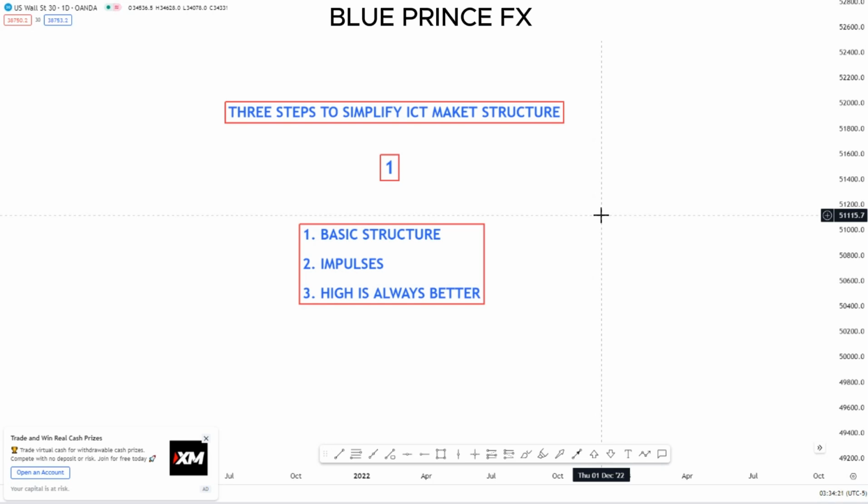Today's video is about simplifying ICT market structure. We are going to go over the 3 steps that I use to simplify ICT market structure and increase my win rate in the market. The steps that I use are the basic structure, which is step number 1. Step number 2 is our impulses, and step number 3 is high is always bad. I'll go in detail about every step here.